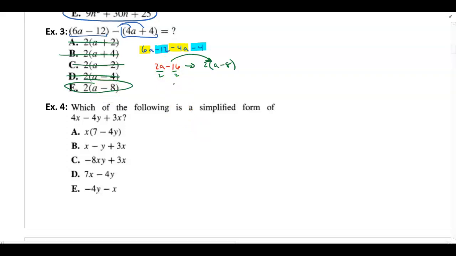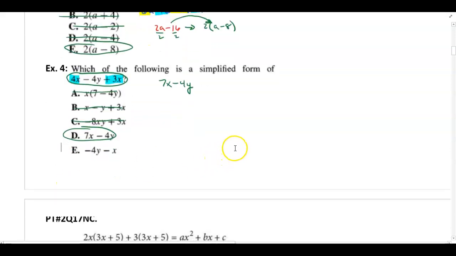So, next one. Which of the following is in simplified form? Anytime I look here, I have no parentheses right now, but I know I can combine like terms. 4x plus 3x is going to give me 7x minus 4y. Now, that doesn't look like it, that doesn't look like it, that doesn't look like it. Boom. Make sure you read through all of the answers.